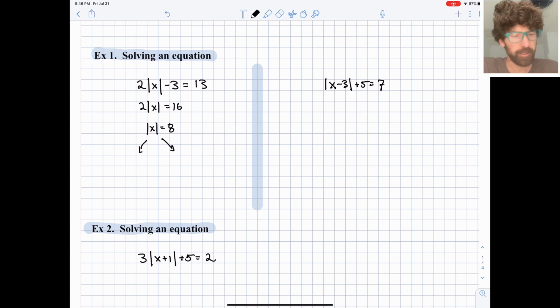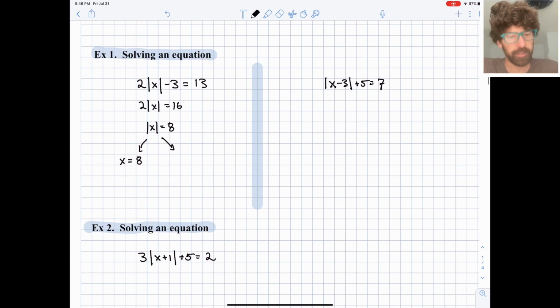And the first pathway is, what if the absolute value bars didn't do anything? What if x was positive to begin with? Okay, x is just 8. The other possibility is, what if the absolute value bars stripped away a negative sign? Okay, and then we can solve for x and we get x is equal to a negative 8.